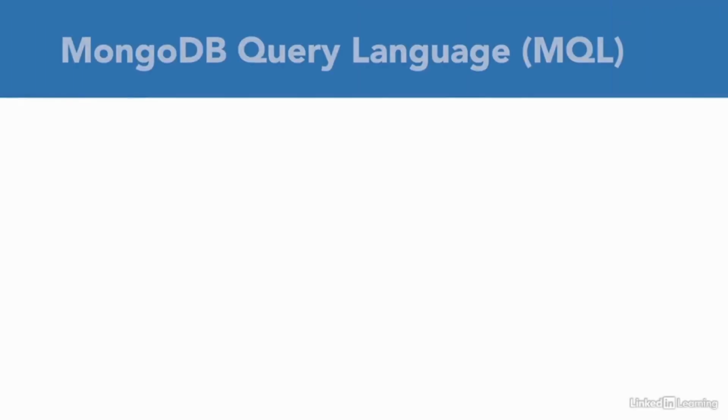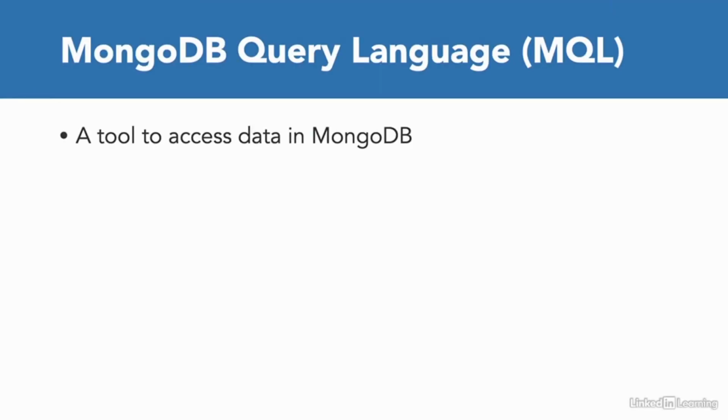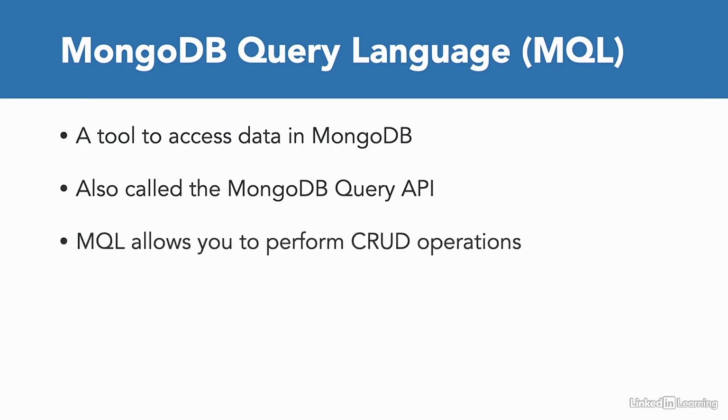Now you know what data inside MongoDB looks like. The next thing you need to know is how to access that data. That's what you use the MongoDB query language for. Be aware that you may also find references to MQL as the MongoDB Query API. MQL allows you to perform create, read, update, and delete operations, also called CRUD.